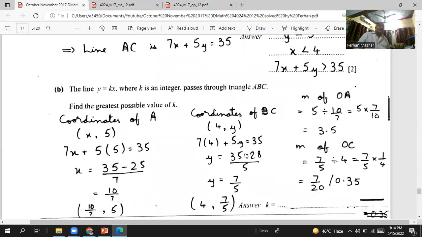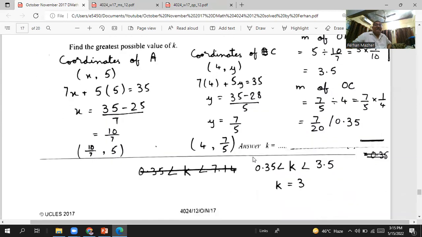Once I know the coordinates, I can find the gradient of the OA line. The gradient of the OA line will be 5 divided by 10 by 7, so it will be 5 multiplied by 7 by 10, which is 3.5. And the gradient of the OC will be 7 by 5 divided by 4, so 7 by 5 multiplied by 1 by 4, which is 7 by 20, which means 0.35.